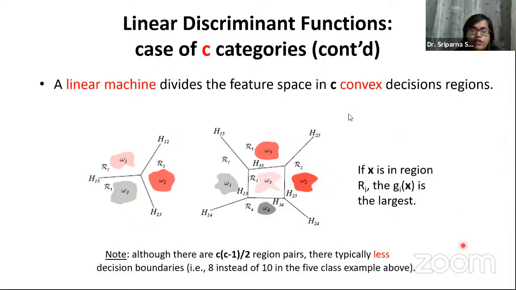Now we have to note this particular thing here. Although there are C into C minus 1 divided by 2 regions, there are typically fewer decision boundaries. That is 8 instead of 10 in the 5 class example. So here there are 5 classes of data. If you go by this equation you need 10 decision boundaries, but in this particular example you have only 8. So fewer decision boundaries are needed if you do it in this fashion.